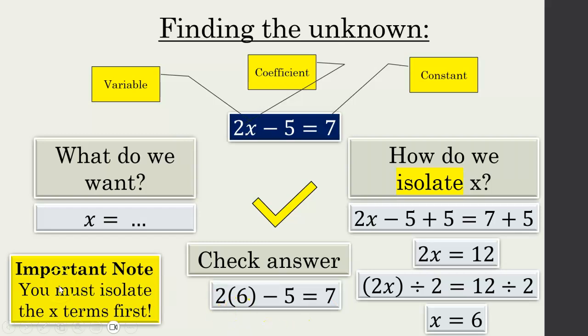So just a little important note. You must isolate the x terms first. What do I mean by that? Get the x's by themselves. So get rid of all the constants. So there was a minus 5 here. I just want the x's on one side and the constants on the other side. Then I can find the x by himself. And I have to worry about the coefficient then.